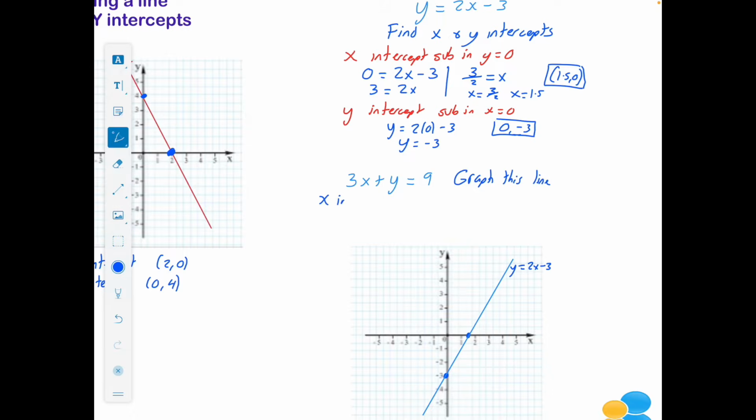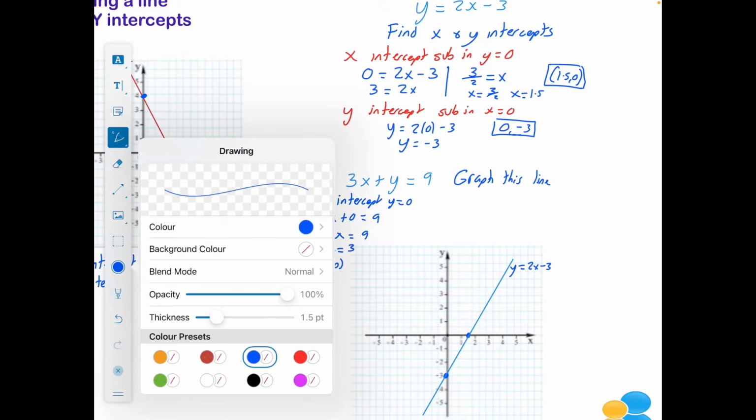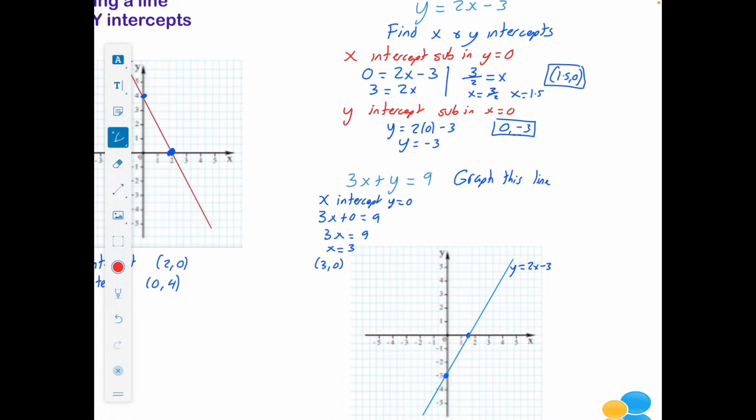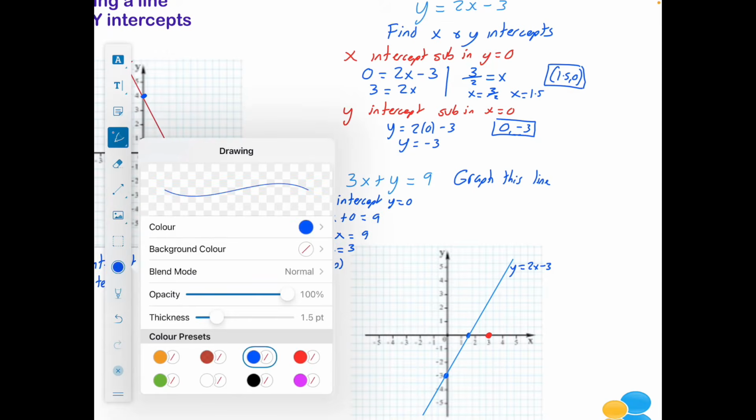Okay, so first we're going to find the x-intercept. At the x-intercept we know y is equal to 0. So we'll say 3x plus 0 is equal to 9. 3x is equal to 9. Divide both sides by 3. x is equal to 3. So we have our point 3, 0. I'm going to plot this in a different color. So 3, 0 will be there. And we'll also do our other one.